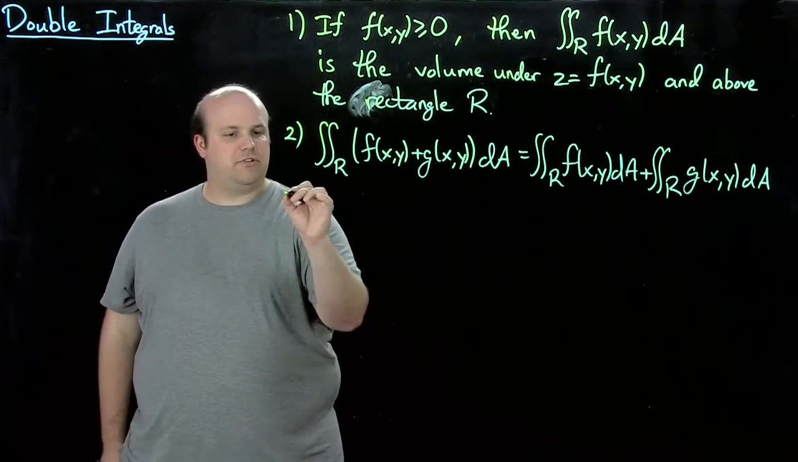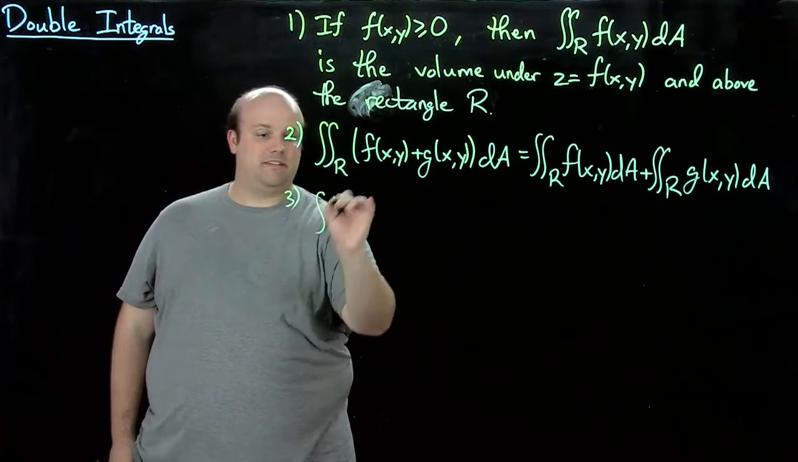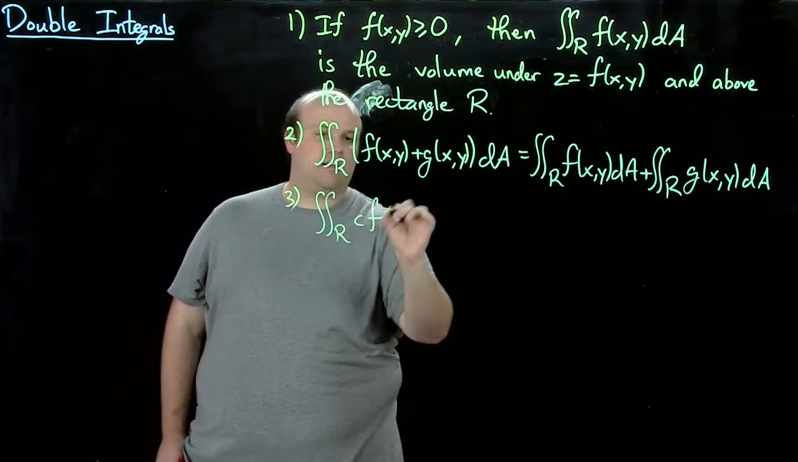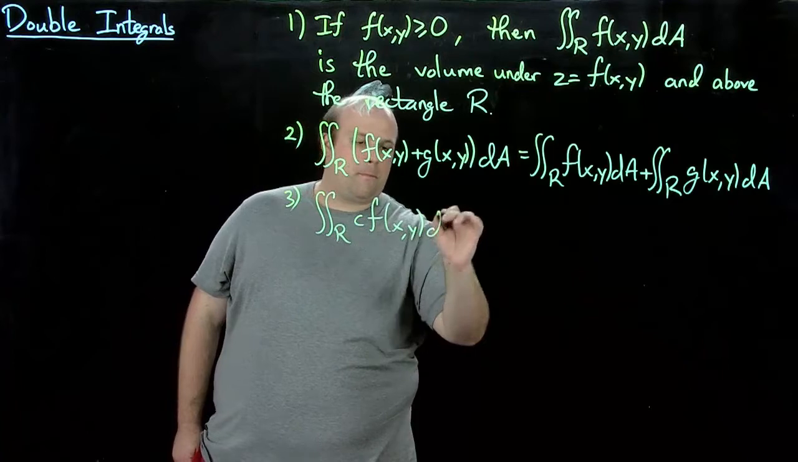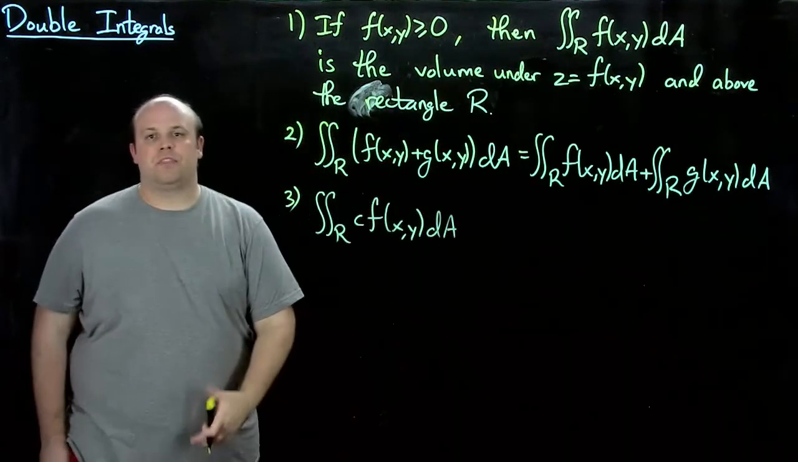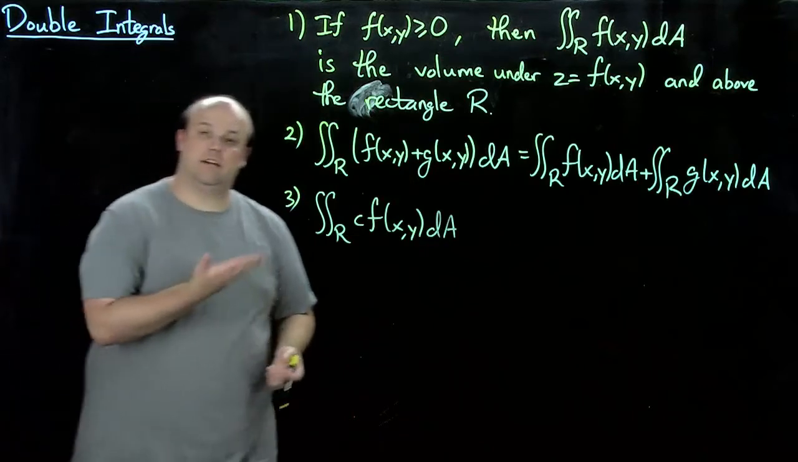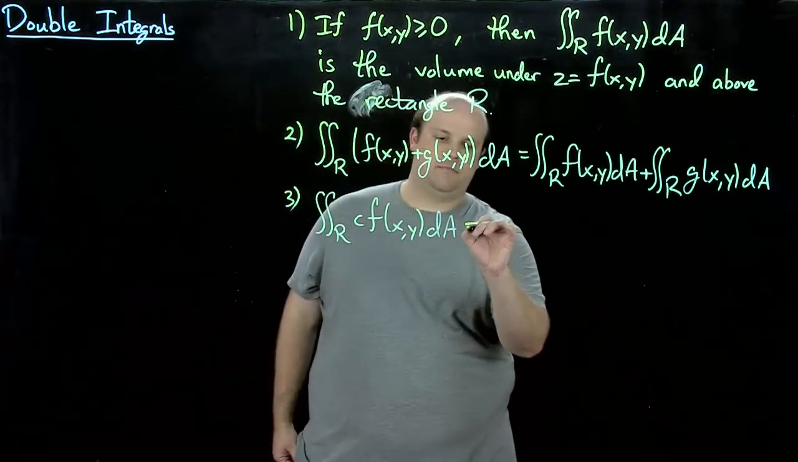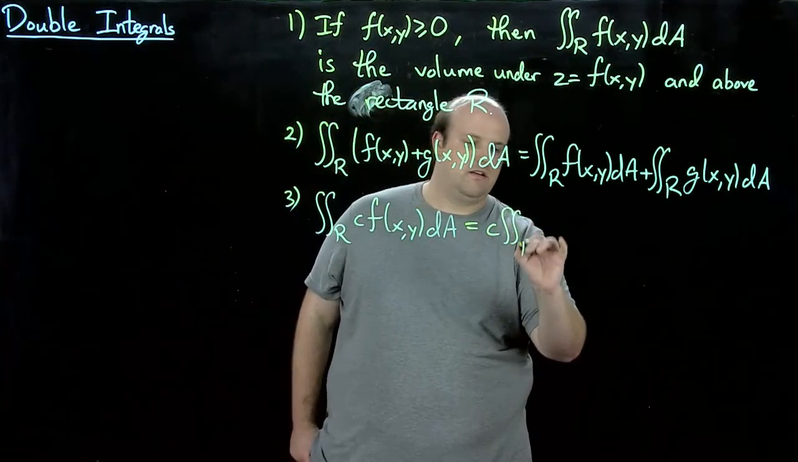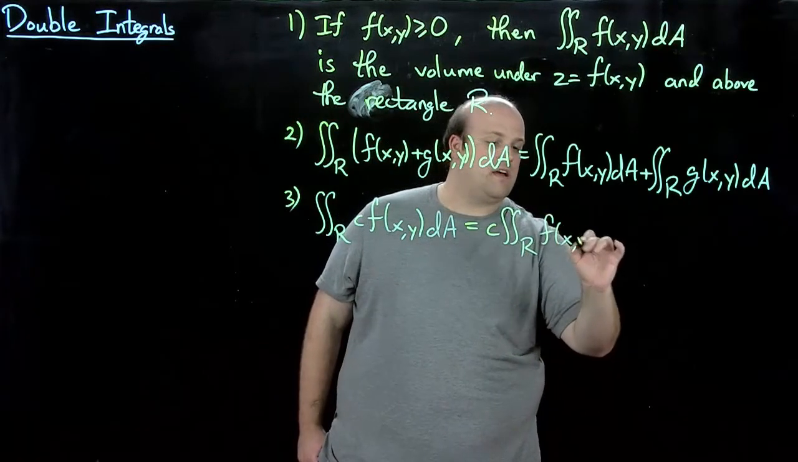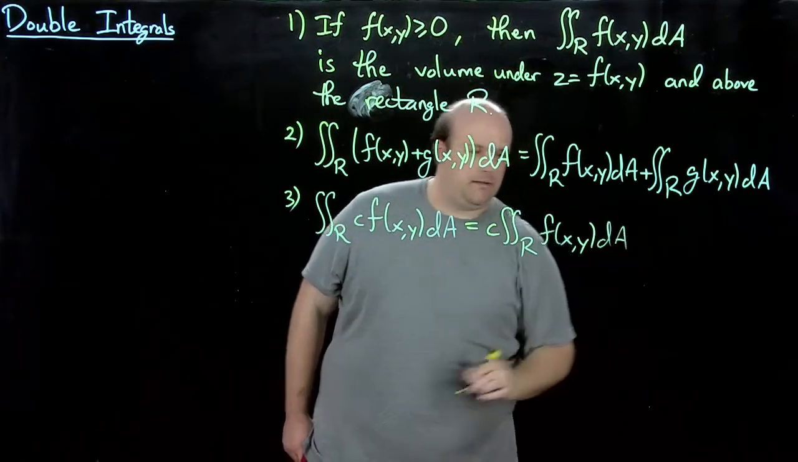Well, if that's true, you might ask, what happens if I multiply the function by a constant? Do you remember what you could do before? Just factor the constant out. And that works here too. So the double integral over R of c times f of x y dA equals c times the double integral over R of f of x y dA.